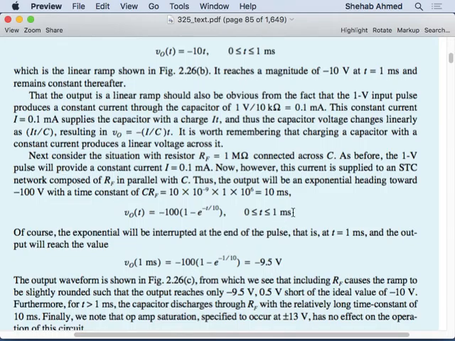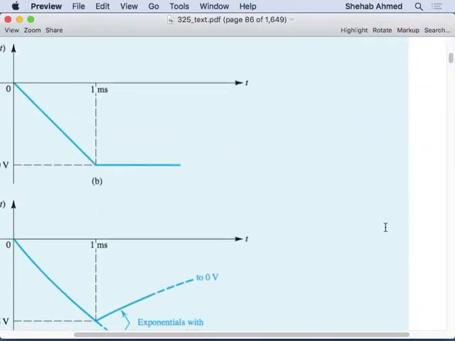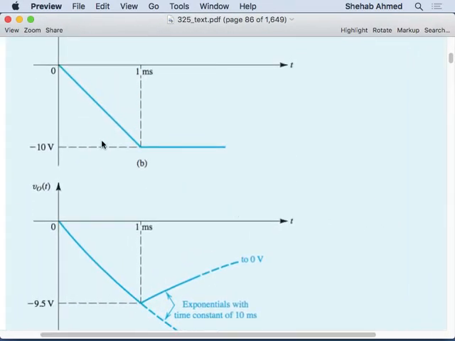But if you look at the graph, it looks like a straight line. It's not. This one is a straight line, but this is not. It has an exponential shape to it. It's very subtle, because the resistor R was 1 megaohm. Try to redo this if you want, and use a resistor R of 10 kilohms, and you will see the difference.